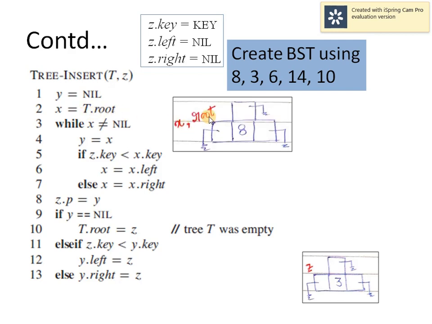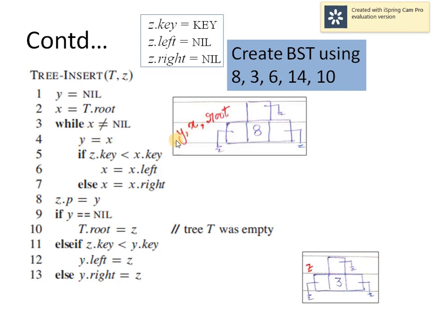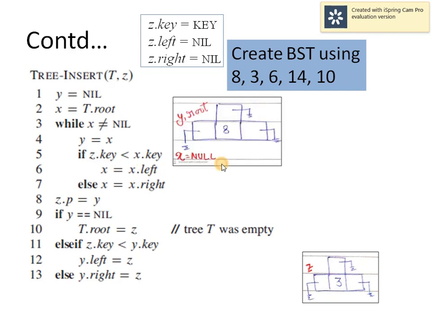So now x and root both are pointing to a single node 8. Now at line number 3, since 8 is not equal to null, y is equal to x. So now y will also point to this node 8. Now we will compare z dot key, that means 3, and x dot key, that is 8. Since 3 is less than 8, yes, x will be moved to left of x. So x will now point to null.